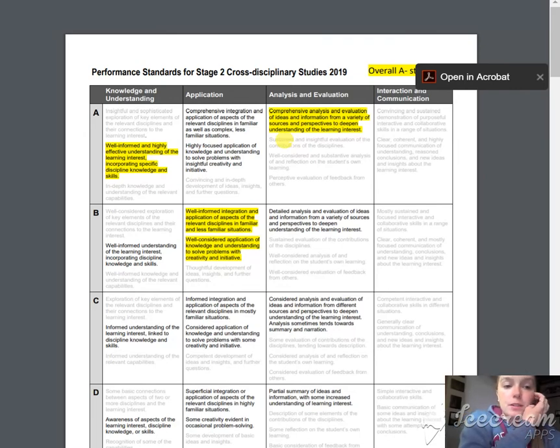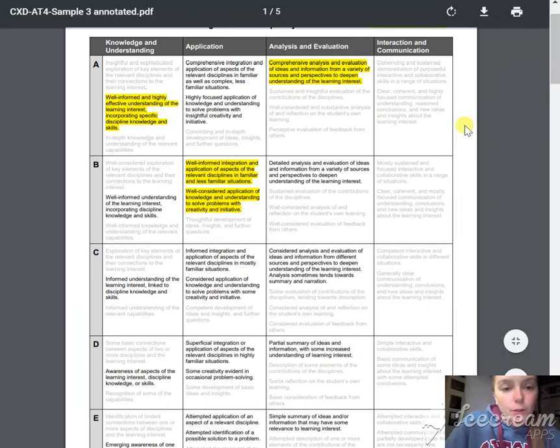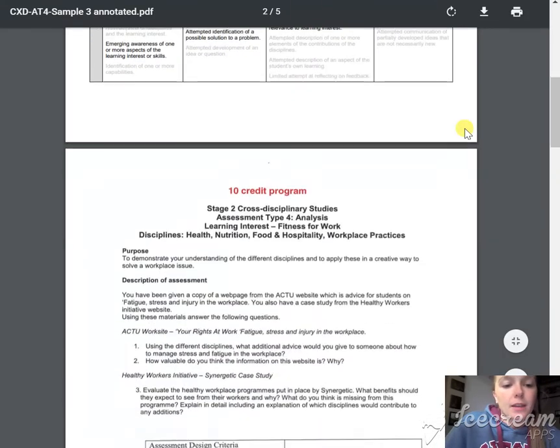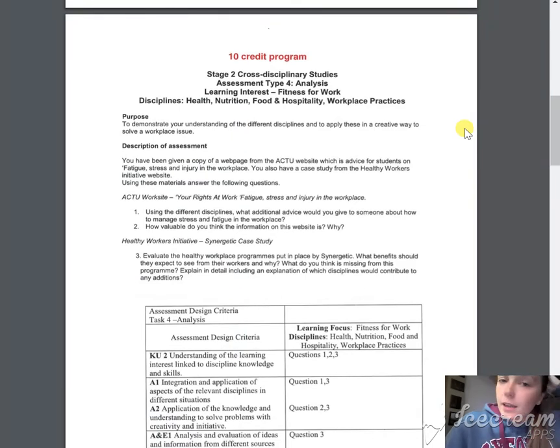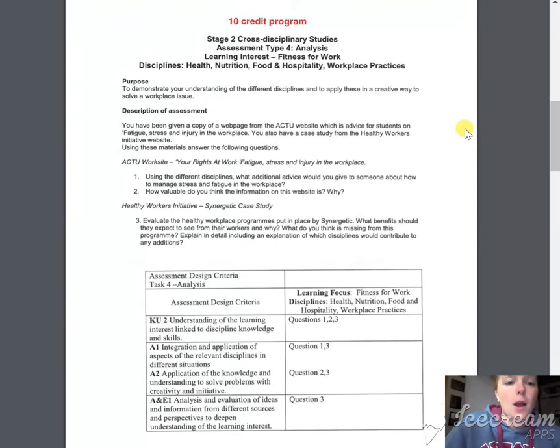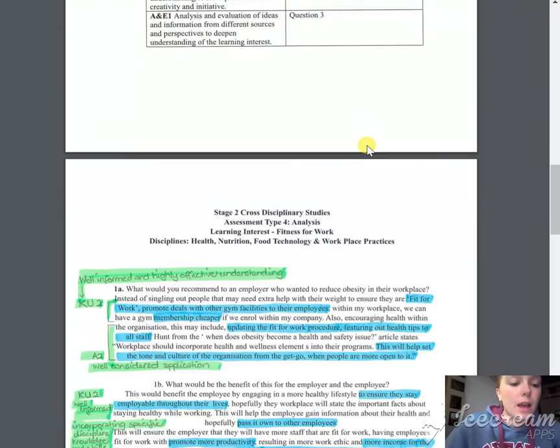Okay, so this is from the SACE website, and you can see this one is an A- overall. And I think it's an interesting one because it's going to help us see what types of responses you have to produce. So if you have a look on the screen, this is their cover page, and they've been given these two resources to look at. And they've been told what kinds of skills are going to be marked against which questions, which I'll tell you as well for yours.